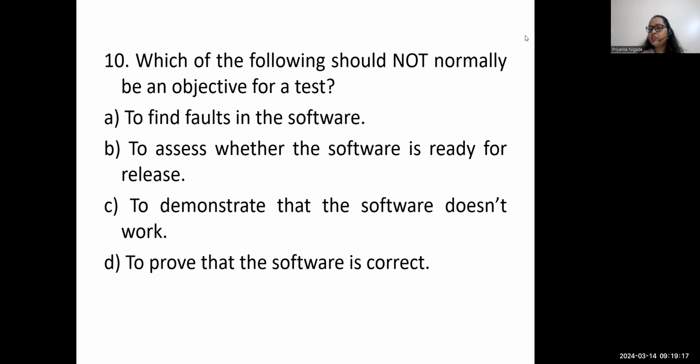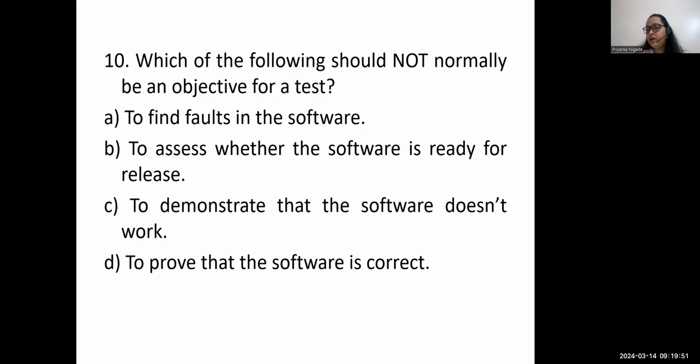Third, to demonstrate that software doesn't work. Yesterday we saw the objectives of software testing: demonstrate that software is doing what it is supposed to do, and we also focus on whether software is doing what it is not supposed to do. So that is also our objective. We can do positive and negative testing also. But what is the last option written? To prove software is correct. We are in the testing field not to prove that software is correct. We are here to identify defects in that software application.